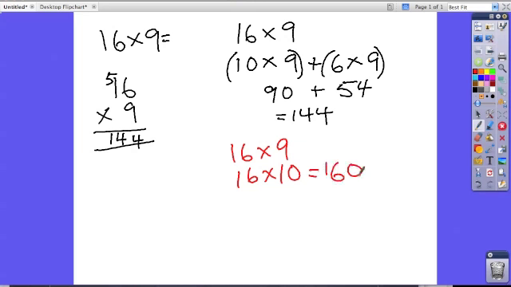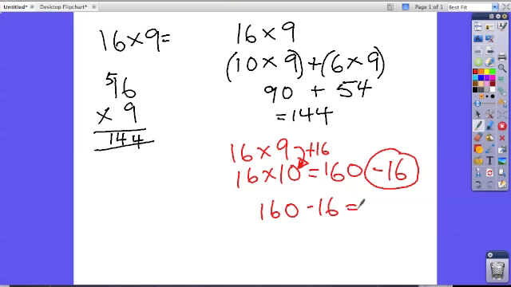Okay, and then you just take one lot of 16 off, so it's 160 minus 16, because you've added one lot of 16 on here. This is where you added 16, one lot of 16. So that's why you're taking off one lot of 16 here. And so it's 160 minus 16 equals 144.